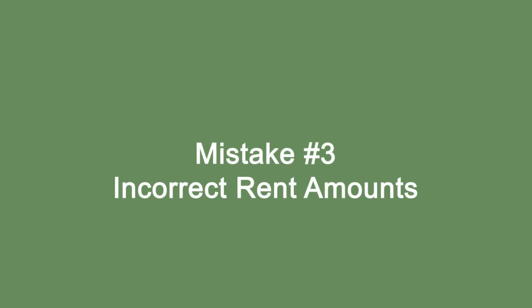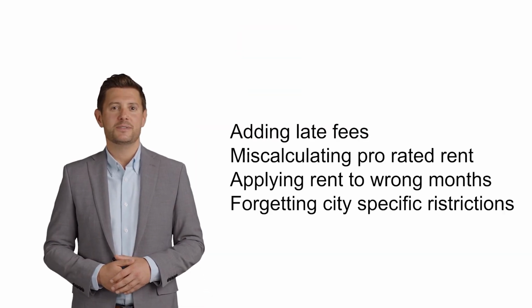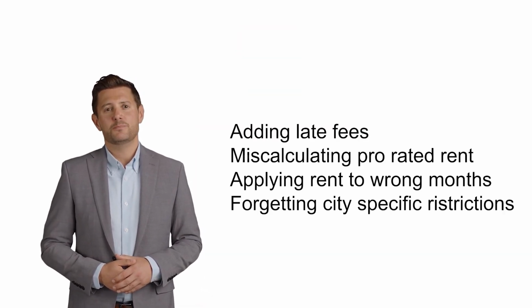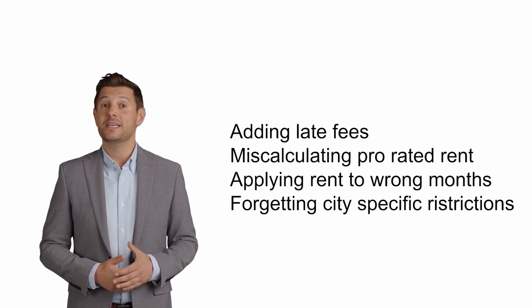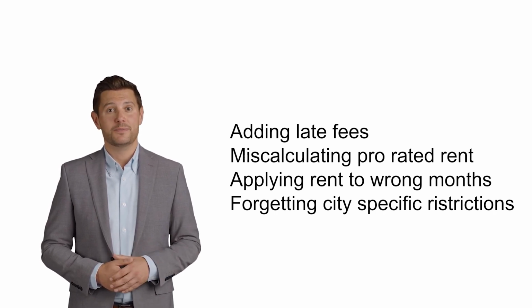Mistake number 3 is providing incorrect rent amounts on the notice. Judges check the ledger. They look at the balance. They compare what you demanded with what your records show. If your numbers don't match, your case can be delayed or dismissed. Common issues include adding late fees to the notice, miscalculating prorated rent, applying rent payments to the wrong months, forgetting city-specific rules like LA late fee restrictions.